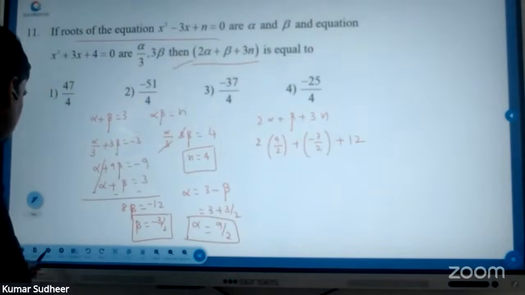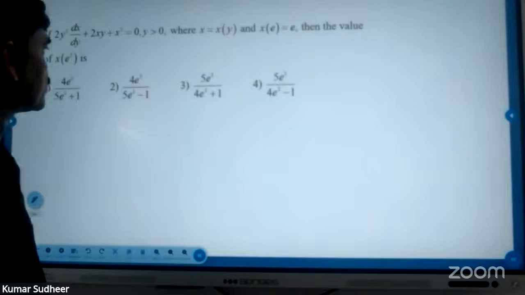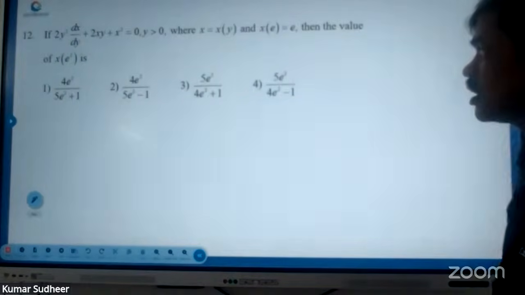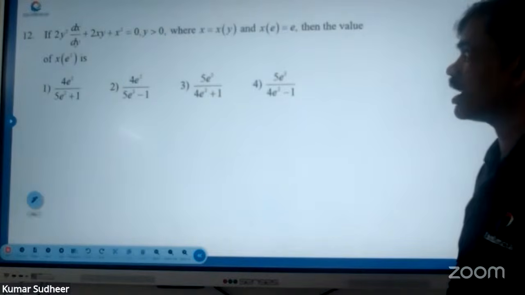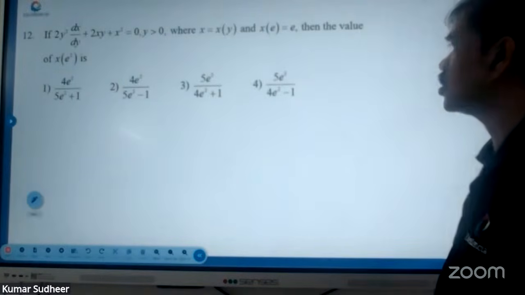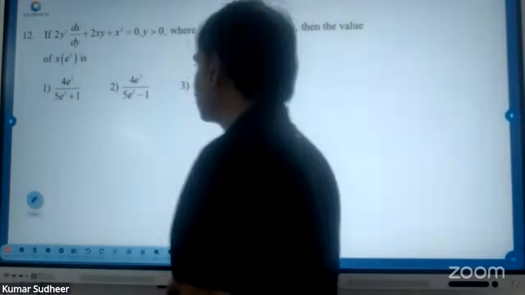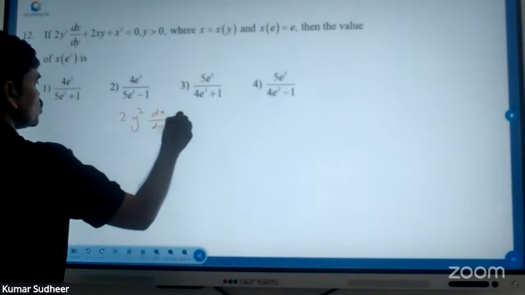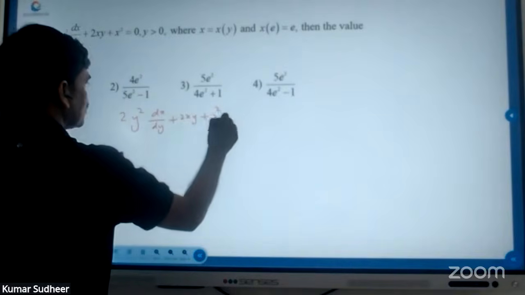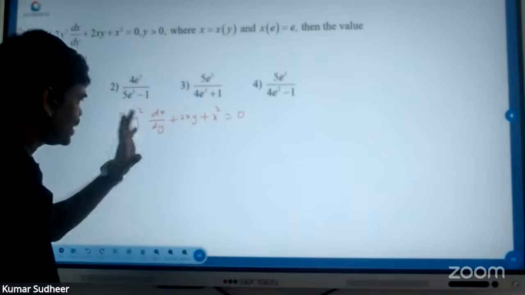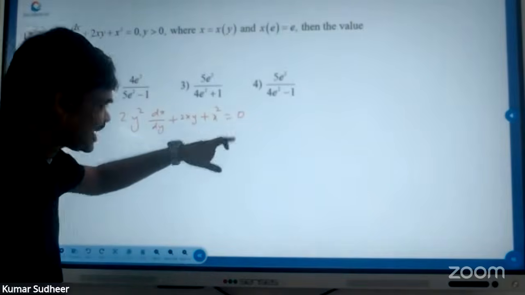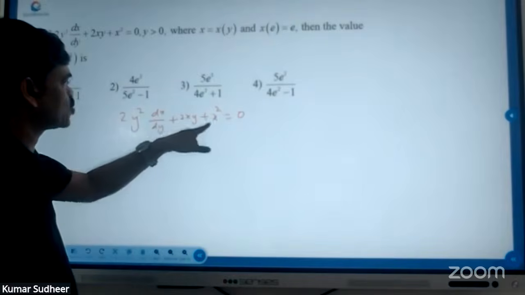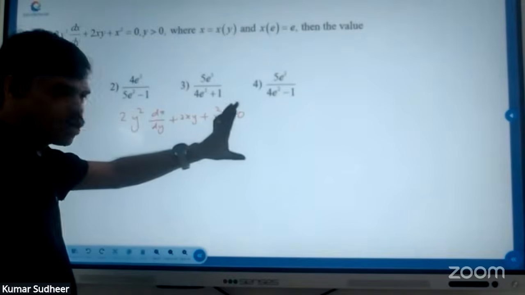Let us go for the next question. Yes, the question is from differential equations. If 2y squared dx by dy plus 2xy plus x squared equal to 0. So if you look at this equation, 2y squared dx by dy plus 2xy plus x squared equal to 0. By looking at that, you can understand that it is a homogeneous equation. Y squared, x power 1, this is true, here also true. Therefore, it is a homogeneous equation.